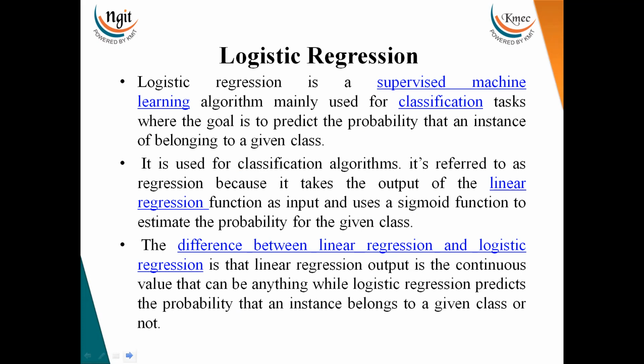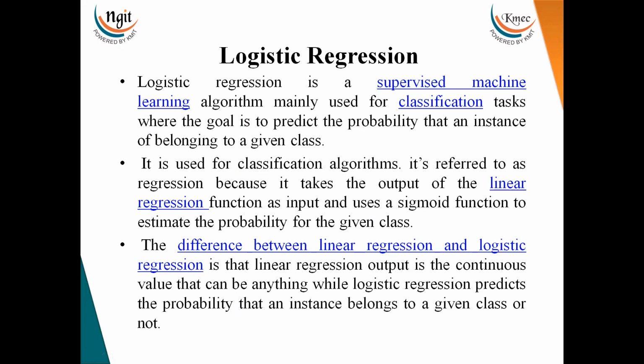But if I want to know whether a person will get a hike or not, I am dividing the data into two categories: person getting a hike or not getting a hike. This is a discrete problem. Whenever we have a discrete problem, we use logistic regression. This is the basic difference between linear regression and logistic regression.